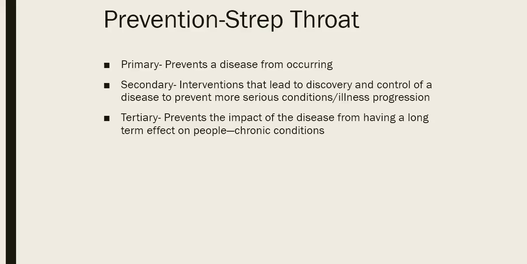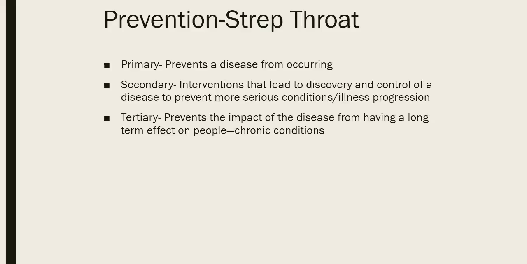In secondary prevention, these would be interventions that lead to the discovery and control of the disease. So for example, in this case, the person might go to the doctors or the clinic and get a rapid strep test. If it comes back positive, then they're probably put on antibiotics, and that is an example of secondary prevention.